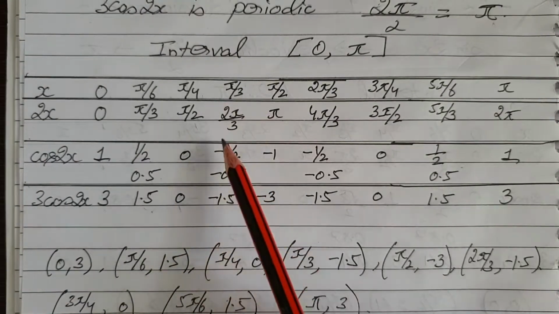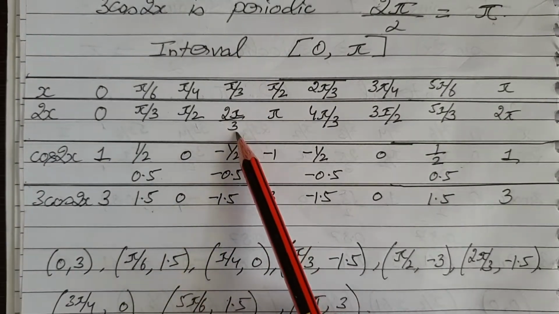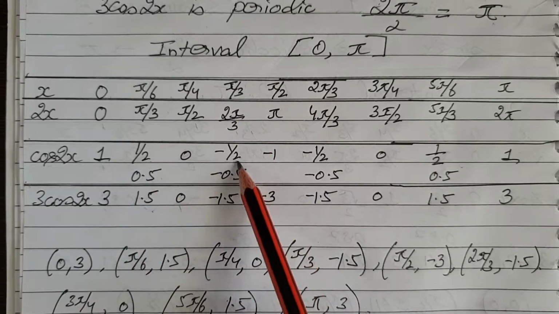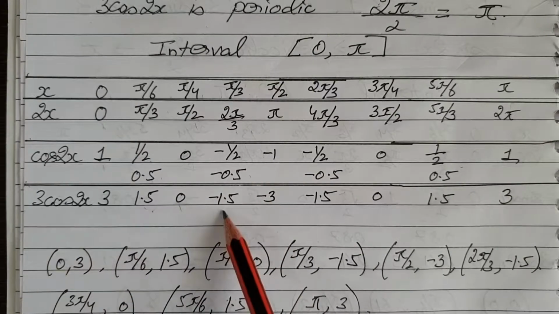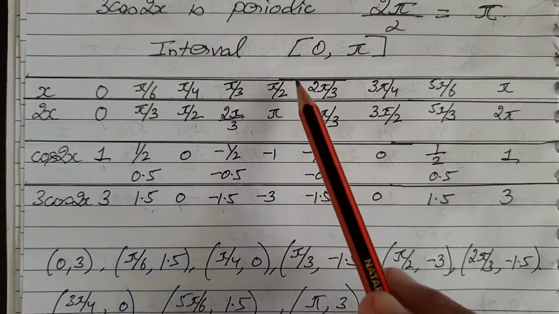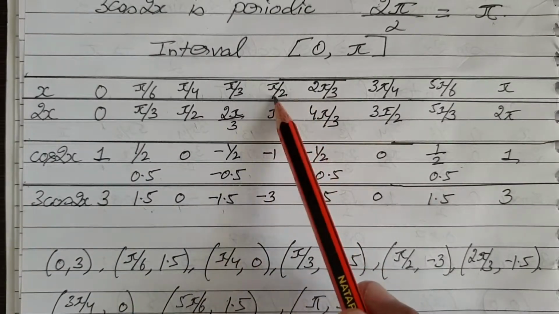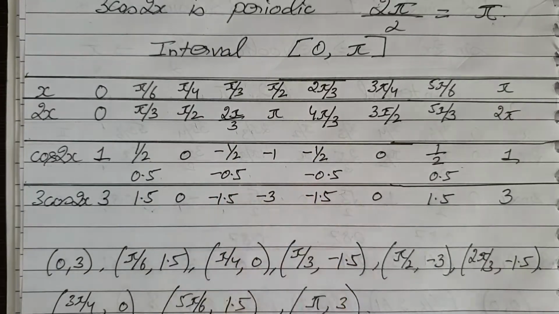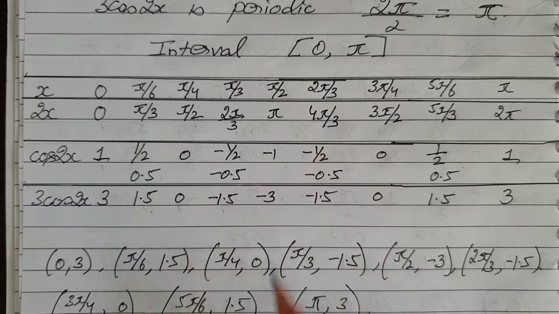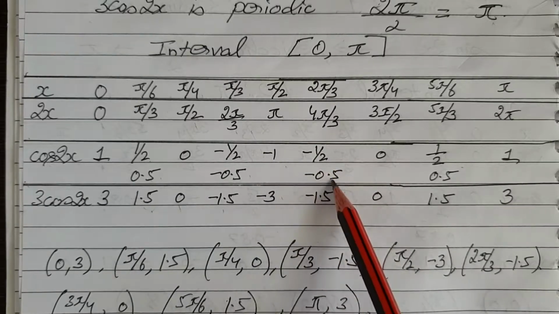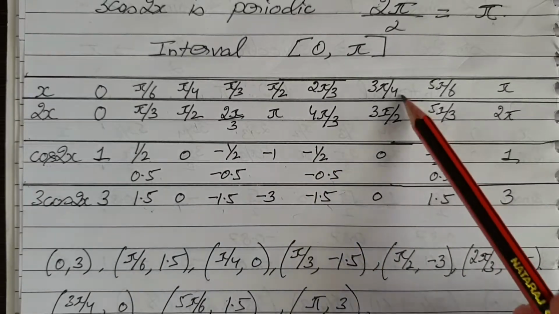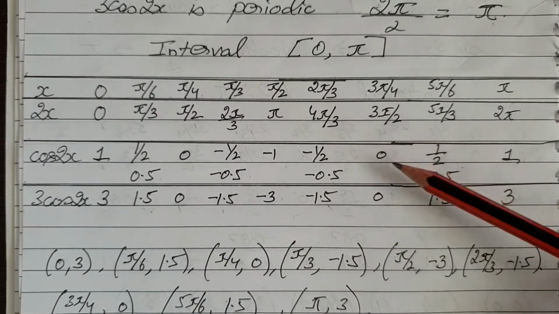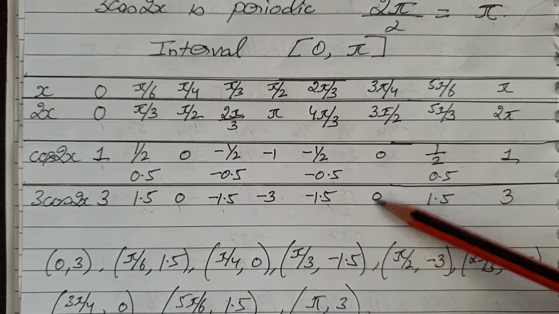Now pi by 3, twice of pi by 3, cos 2 pi by 3 is minus half, which is minus 0.5, again 3 times of it, minus 1.5. Pi by 2, you have to do twice of it, this becomes pi, cos pi is minus 1, this is minus 3. 2 pi by 3, this is 4 pi by 3, minus 1 by 2, minus 0.5, minus 1.5. 3 pi by 4, 3 pi by 2, we know that cos 3 pi by 2 is 0, so 3 times 0 is 0.